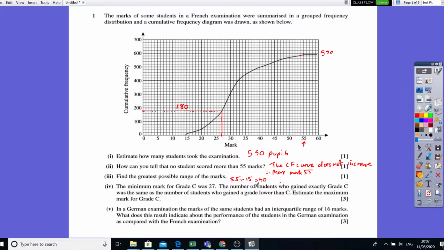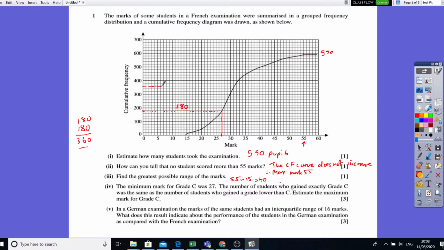Now it goes here, the number of students who gained exactly grade 7, grade C, was the same as the number of students who gained lower than grade C, so 180. Let's make the maximum mark. So basically, if there's 180 students here that scored less than 27 marks, and that is the same amount of students that gained grade C, so 180 plus 180 is 360, because they're exactly the same. So cumulative frequency, when it's 360, 20, 40, 60.